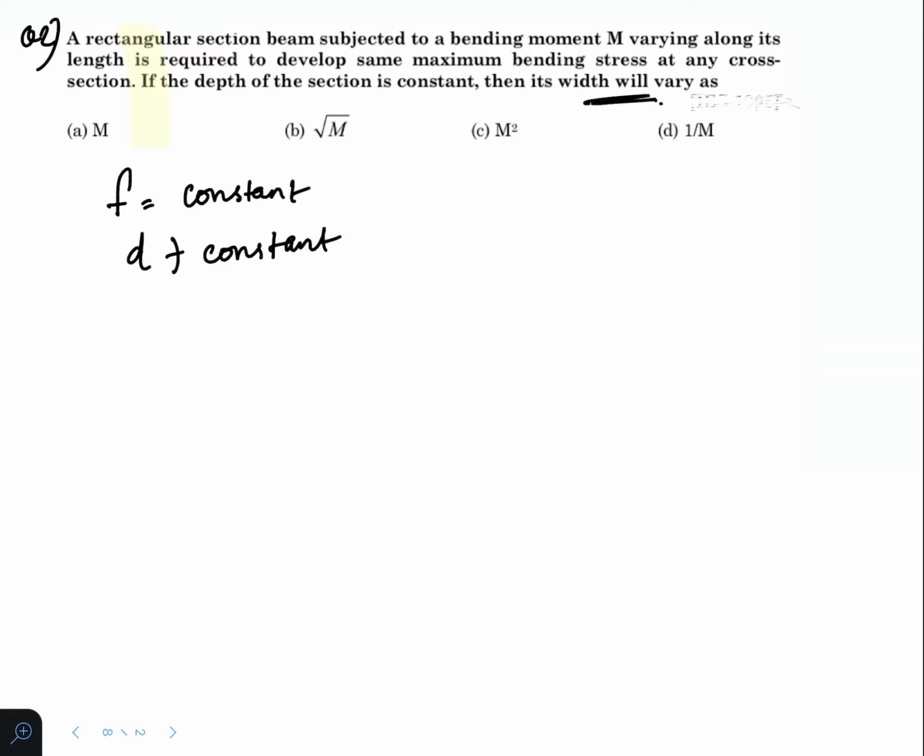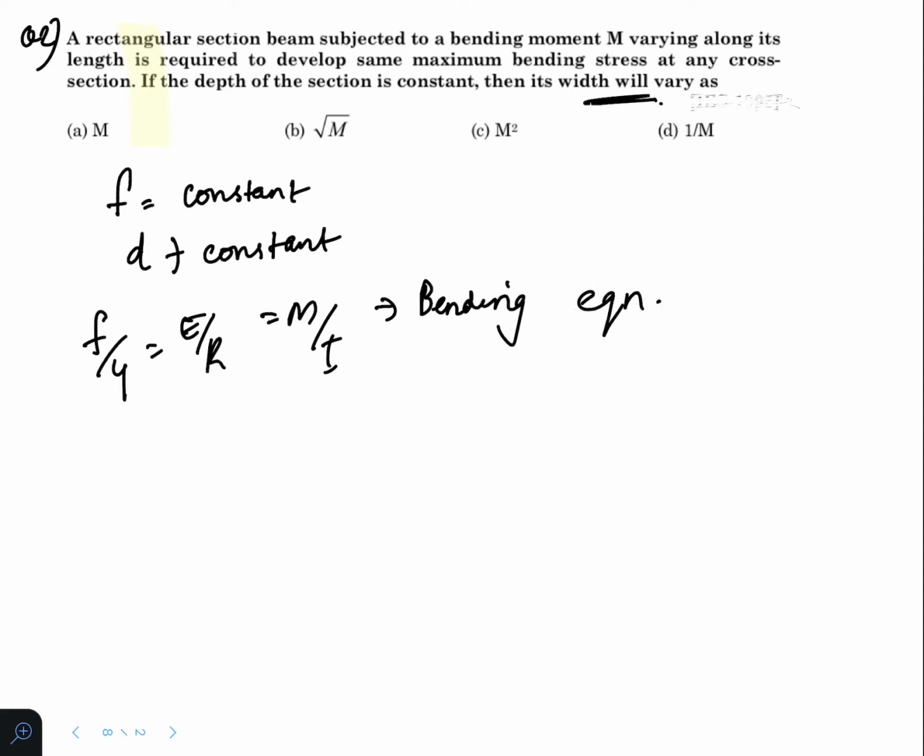So we will have F by Y is equal to E by R is equal to M by I. This is our bending equation. We will study this later on in bending equation. So we will have F by Y is equal to E by R is equal to M by I. Here from this we will have F is a constant and D is a constant.